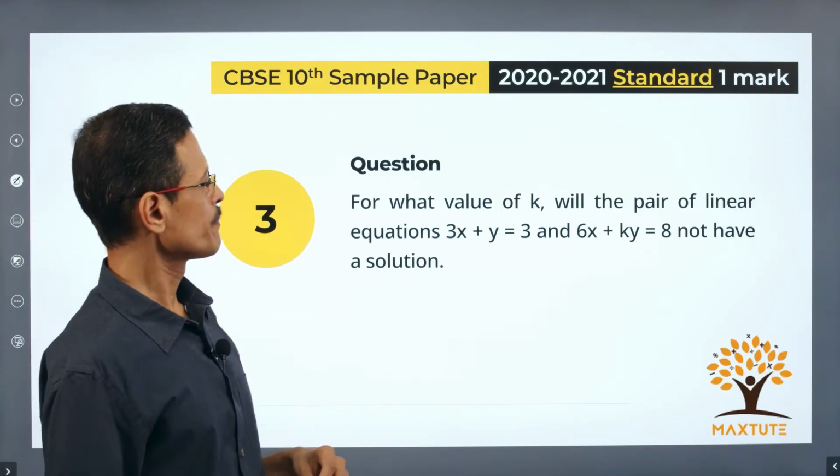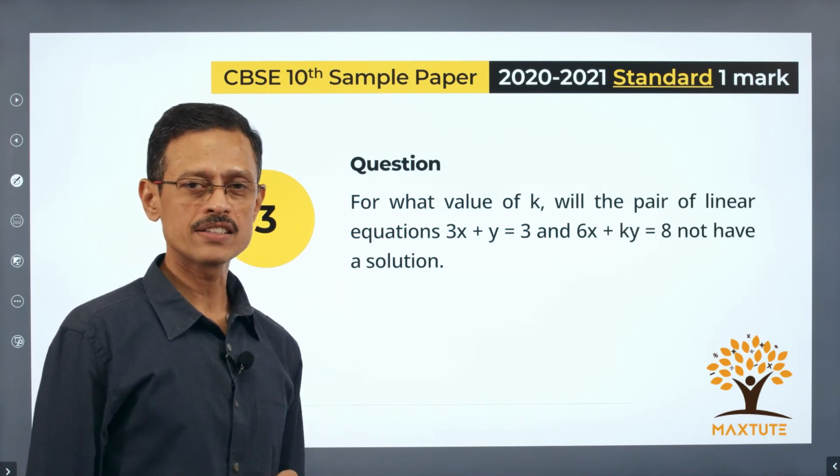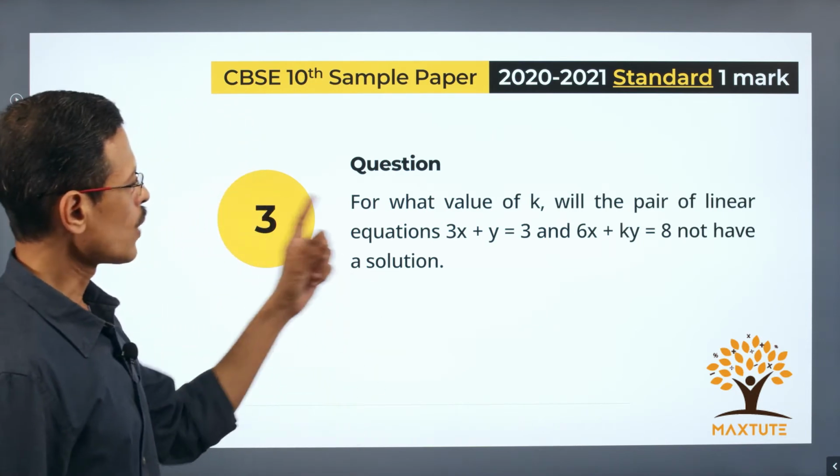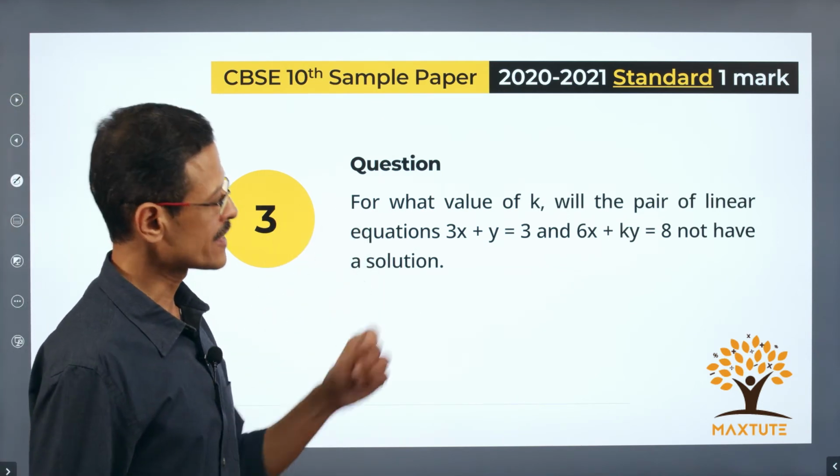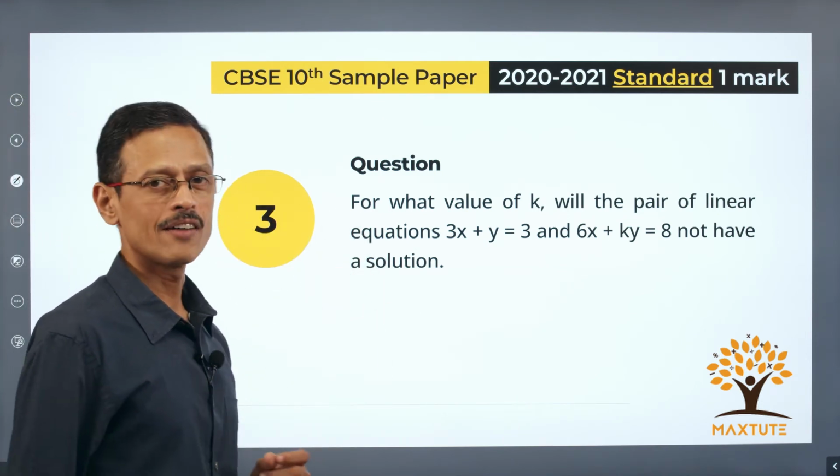Move to the third question. This is from a pair of linear equations in 2 variables. For what value of k will the pair of linear equations 3x plus y equals 3 and 6x plus ky equals 8 not have a solution?